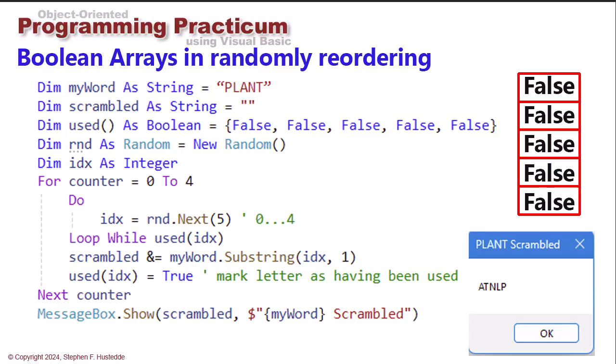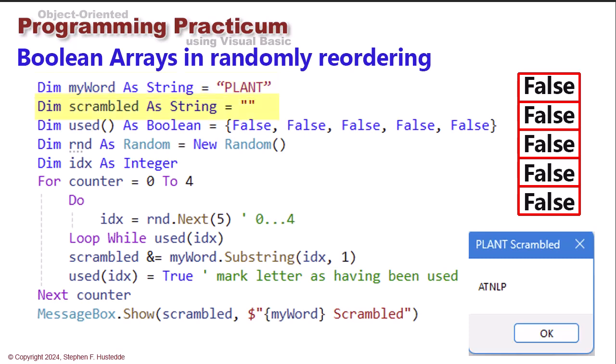In creating a game or a puzzle or even an educational quiz, we may have a collection that we want to randomly reorder. And in doing so, we want to make sure that each item is only used once. So for example, let's say I have a word and I want to scramble that word. I have a variable called myWord, which contains the word plant. I'm going to reorder those letters randomly.